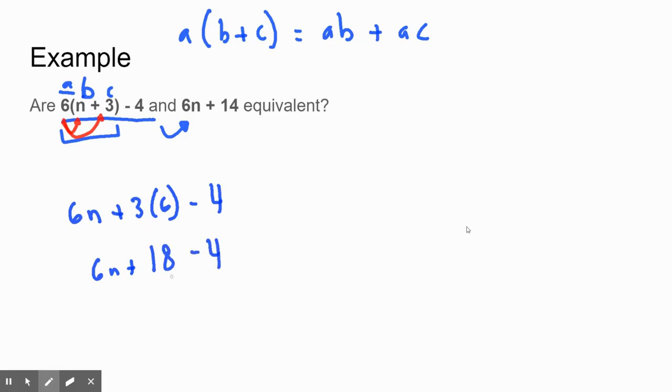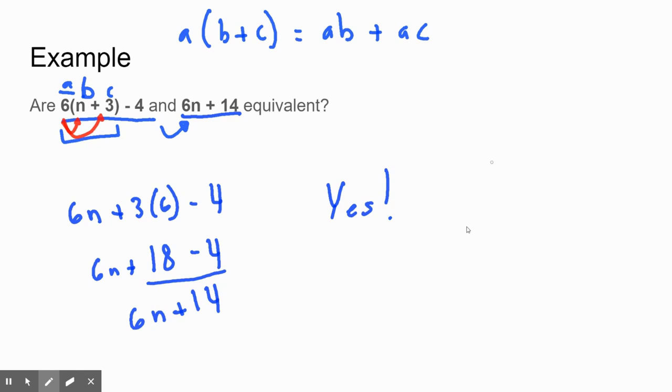And now we just have to do a little bit of subtraction here. We have 6n plus 14. So, did we end up with this? Yes. They are going to be equivalent.